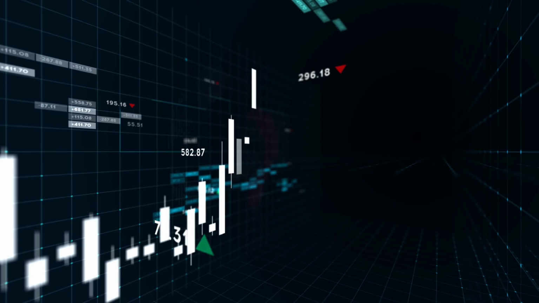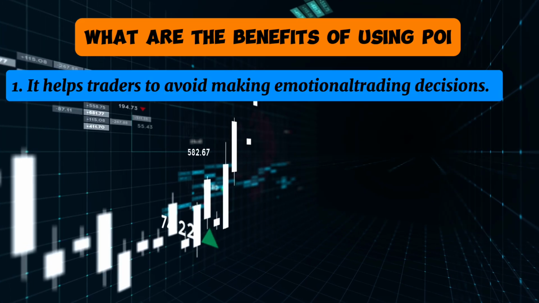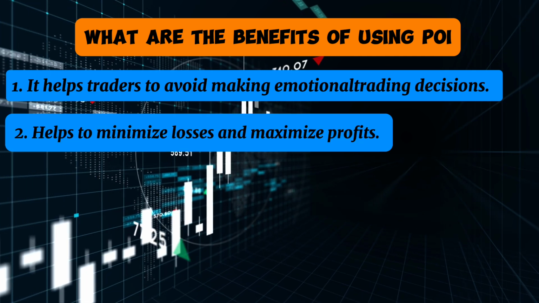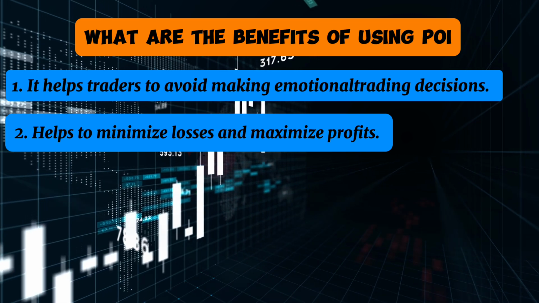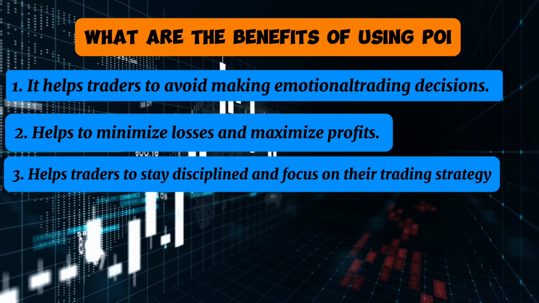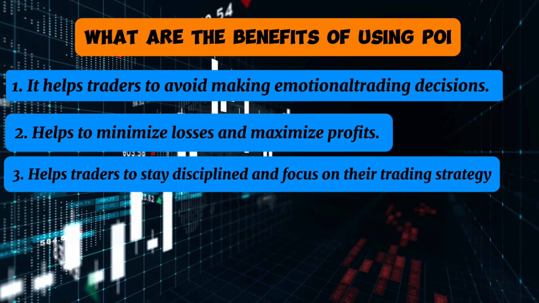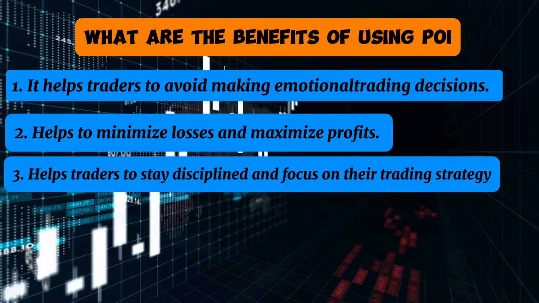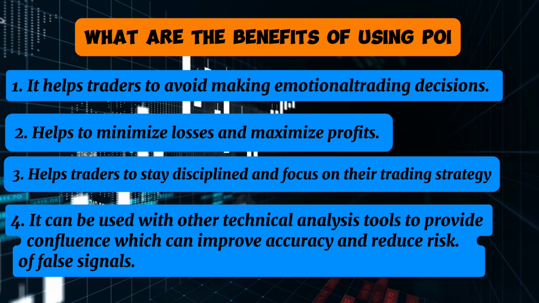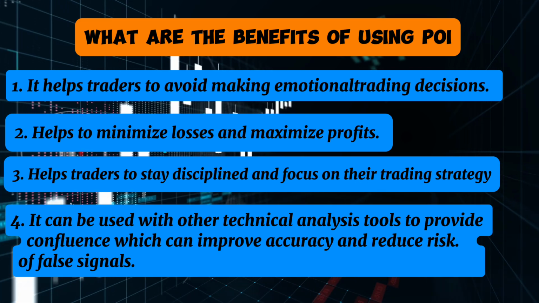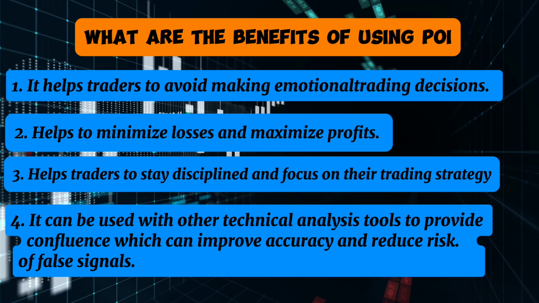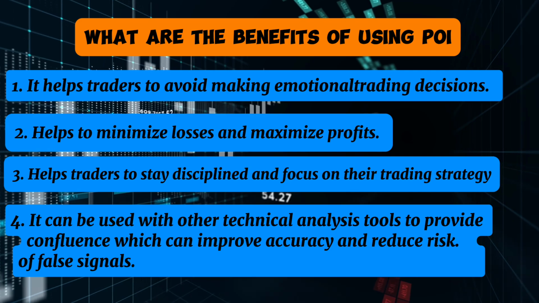So POI helps you to be patient and not jump from one trade to another. Secondly, it helps us to minimize our losses and maximize profit. It also helps us to stay disciplined and focus on the trading strategy rather than jumping from one trade to another. It can also be used with other technical tools such as the supply and demand zone, Fibonacci retracement, order blocks, and volume profile to provide confluence, which can help us improve accuracy.